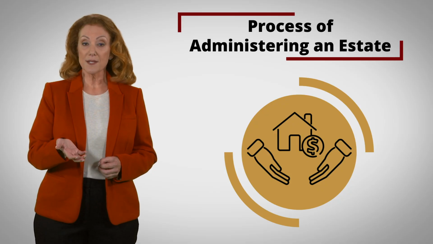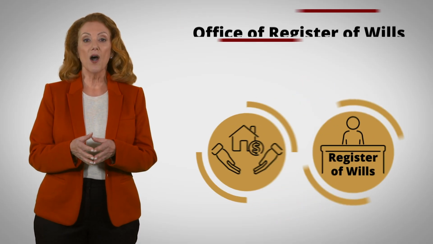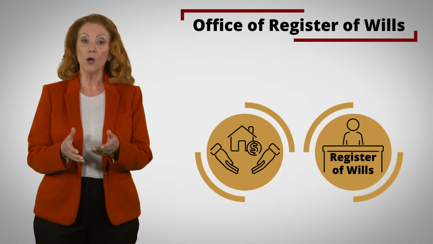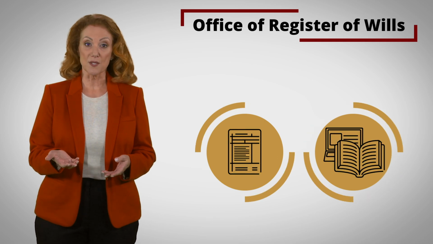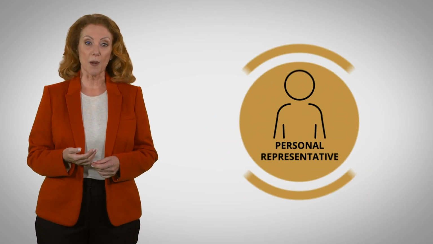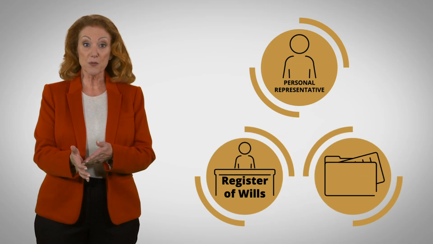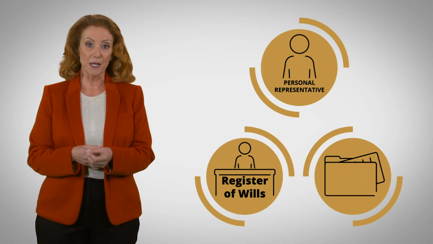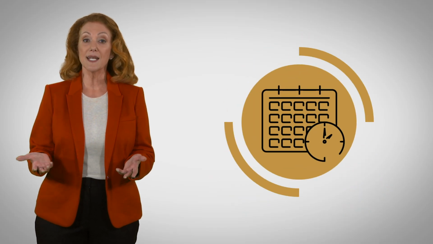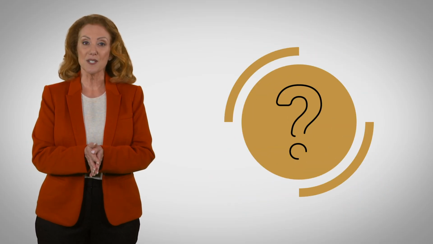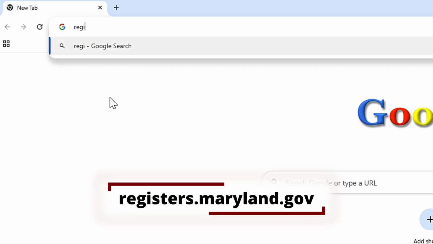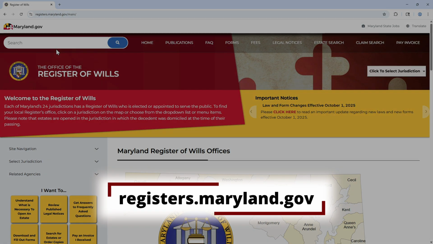As you go through the process of administering an estate, the Office of the Register of Wills can help you with forms and resources. When you were appointed as personal representative, the Register shared a packet of information and sample forms with you. Refer to that packet for filing dates and deadlines. If you have questions, visit the Register of Wills website at registers.maryland.gov or talk to a lawyer.